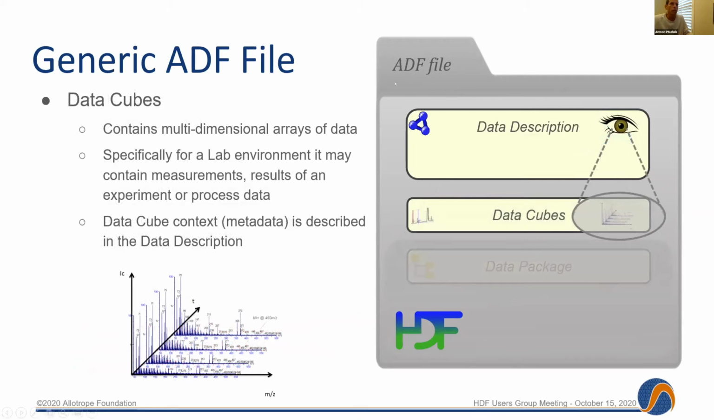The data cube, the second layer, contains multi-dimensional arrays for data, specifically for the lab environment. We can contain measurement and result data in a multi-dimensional array. And the context of those data cubes is stored automatically within the data description.